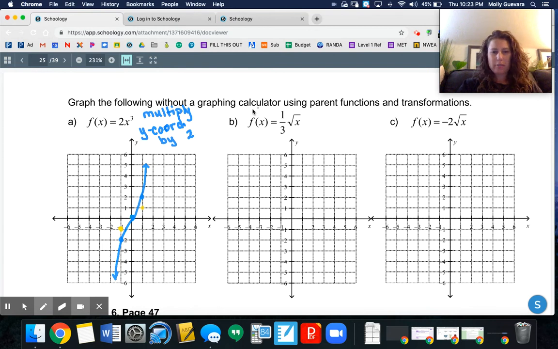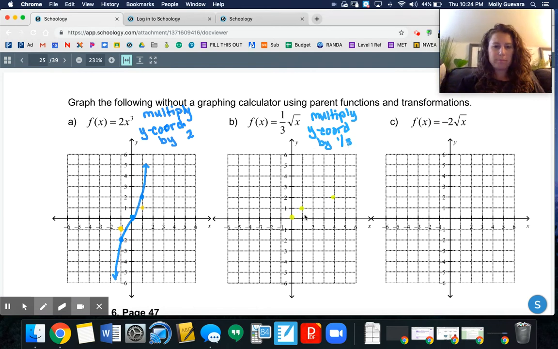Let's look at problem B. Okay, 1/3 square root of x. Why do I keep saying x cubed? So, square root, I have 0, 0, 1, 1, 4, 2 are my main points there. Just so we know what's going on. And I'm going to multiply every single y coordinate by 1/3, not 1/2. 1/3. I'm real tired, y'all.